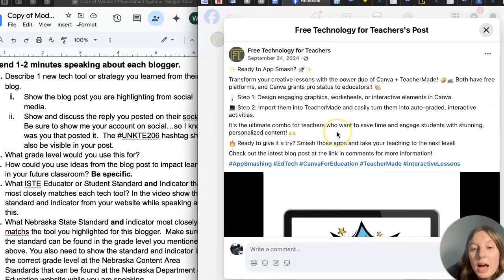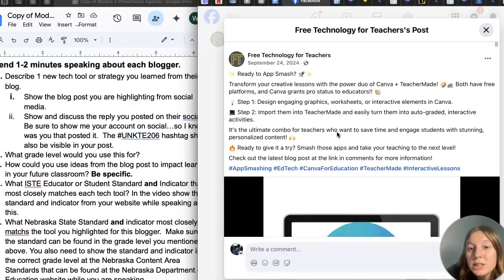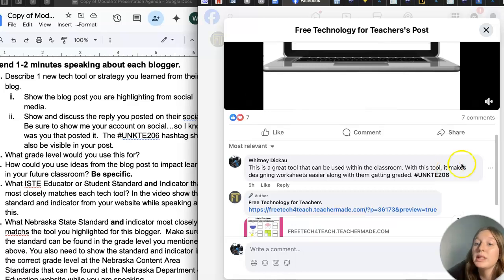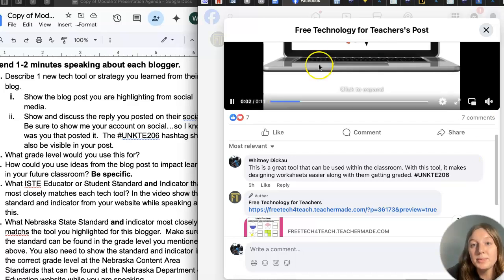Then I put, here's his post, and then for my comment I put, "This is a great tool that can be used within the classroom. With this tool, it makes designing worksheets easier along with them getting graded." Like I said, I think it's important for students to get their stuff graded sooner than later so that they know their grades and they can reflect off of things like that.